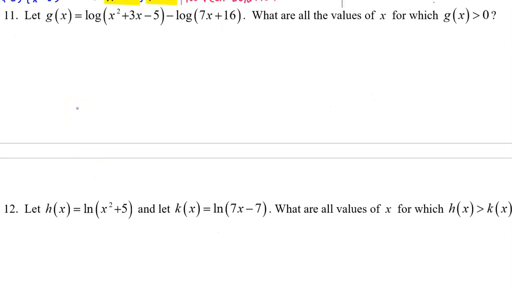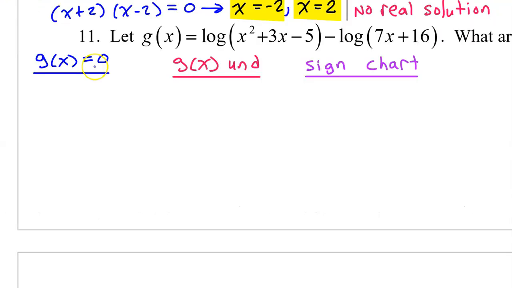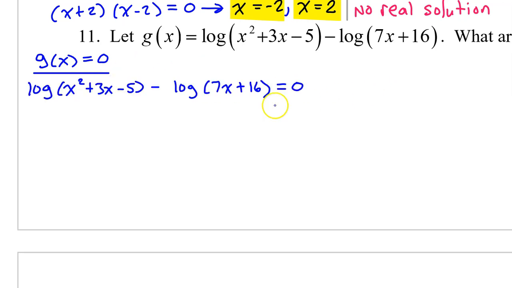Number 11 is another inequality. This time we need to find where g of x is greater than 0. Again, the steps for solving an inequality are: find where g of x is equal to 0, find where g of x is undefined, and then use all of those critical values to make a sign chart. Finding where g of x is equal to 0 means setting this whole expression equal to 0 and solving.